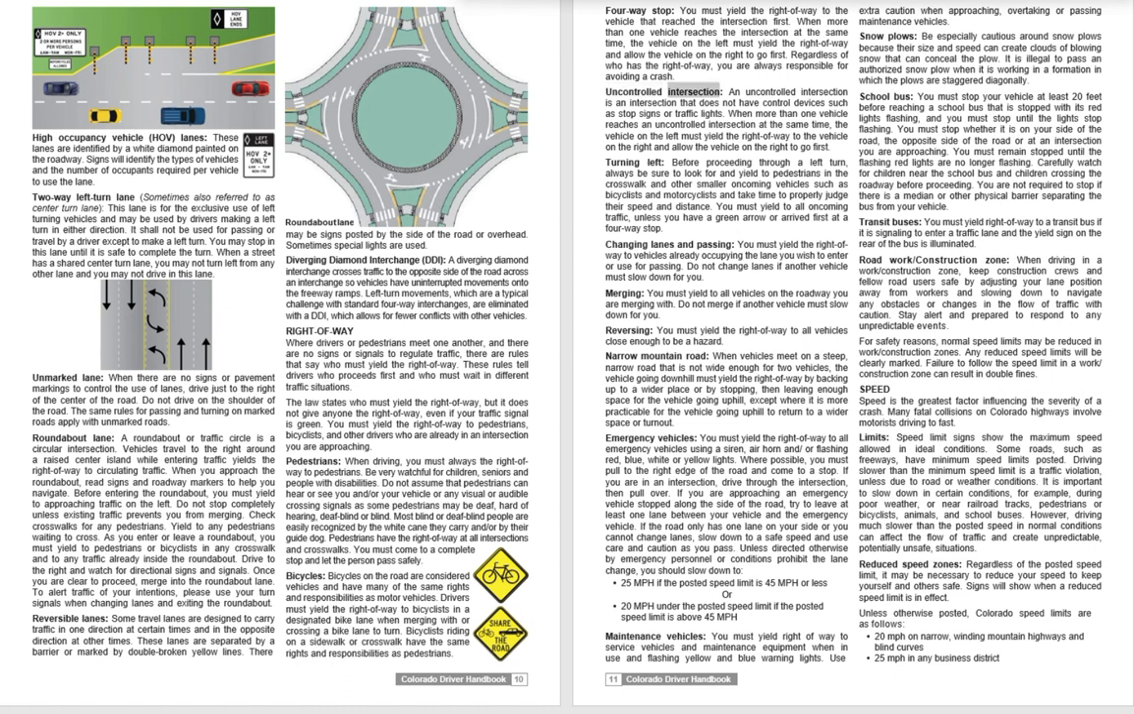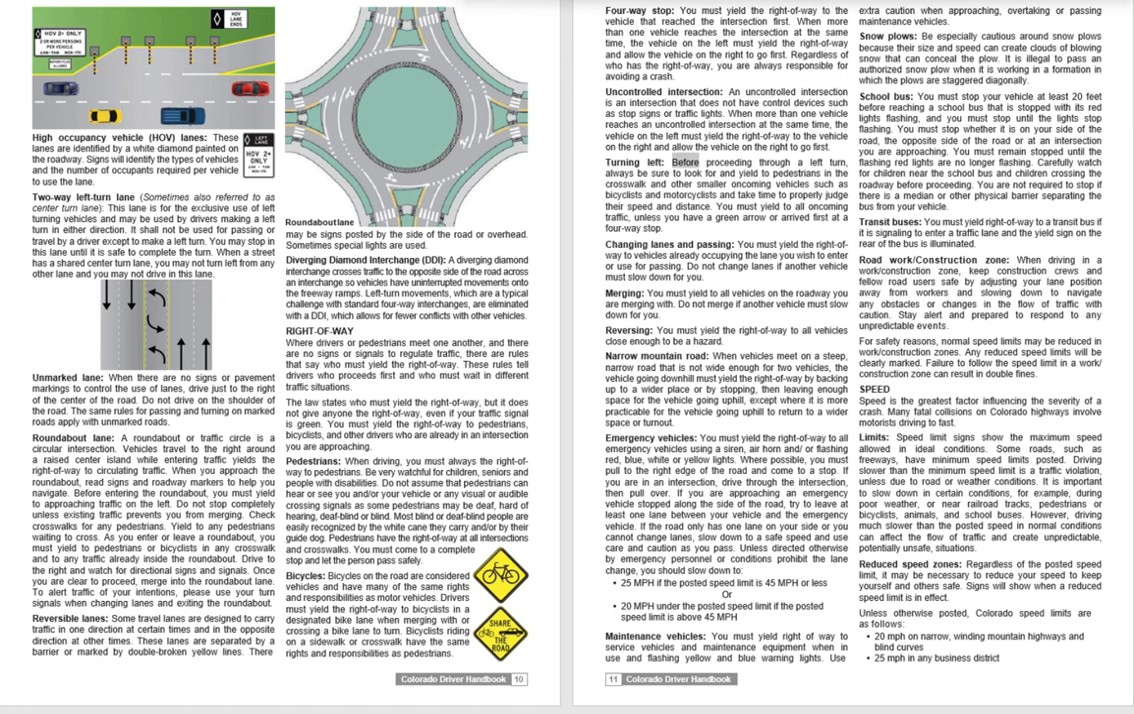Uncontrolled intersection. An uncontrolled intersection is an intersection that does not have control devices such as stop signs or traffic lights. When more than one vehicle reaches an uncontrolled intersection at the same time, the vehicle on the left must yield the right-of-way to the vehicle on the right and allow the vehicle on the right to go first.